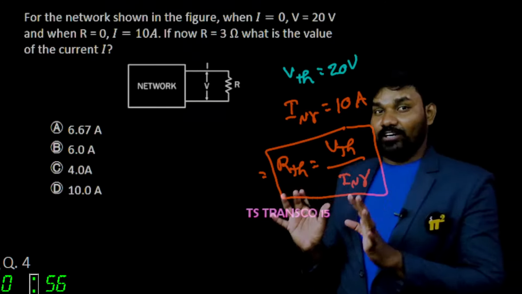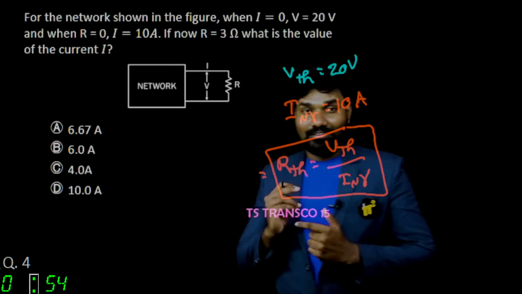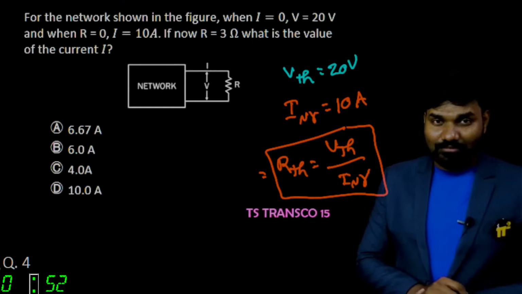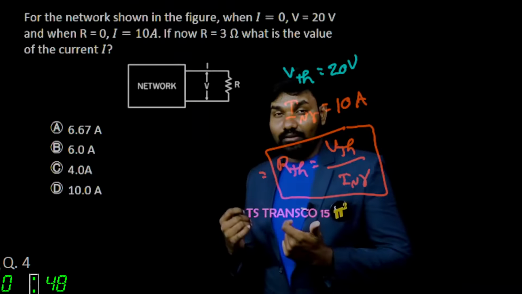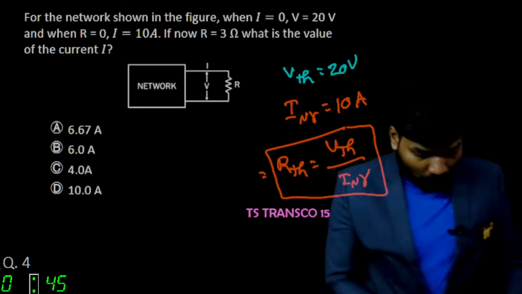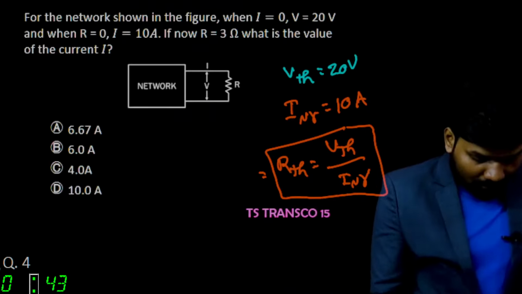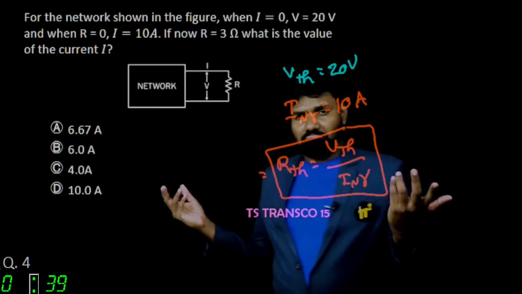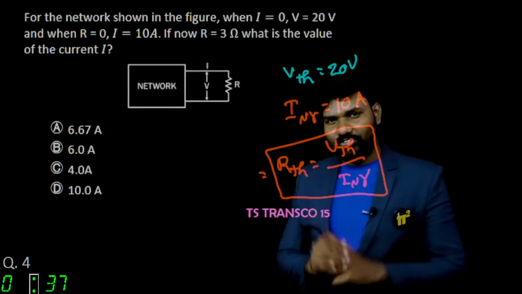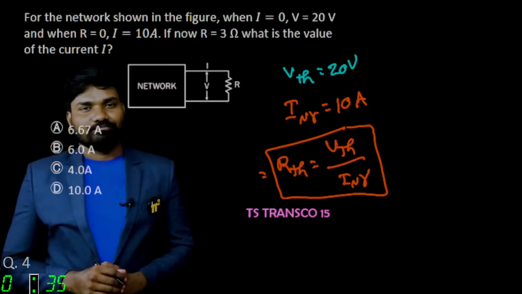I gave the hint now. Now you know the Thevenin's resistance, you know the Thevenin's voltage, you know Norton's current. You know now what resistance you should use, 3 ohm resistance. So I think you know what to do for this, right?